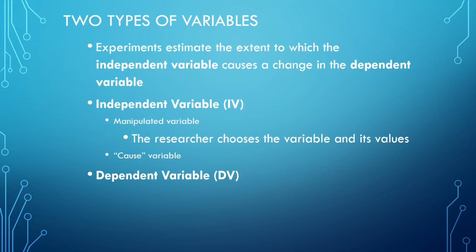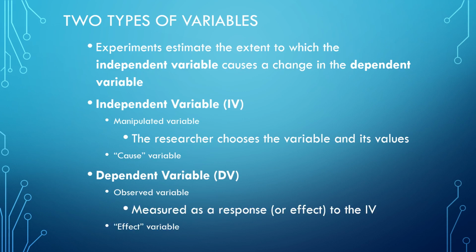There are two types of variables. Again, you might remember this from statistics. There's an independent variable or an IV and a dependent variable or a DV. The independent variable is the variable that we think causes a change in the dependent variable. So the independent variable, the IV, is the one that we manipulate as a researcher. I choose the variable and I choose its values, and we think of it as the cause in a cause and effect relationship.